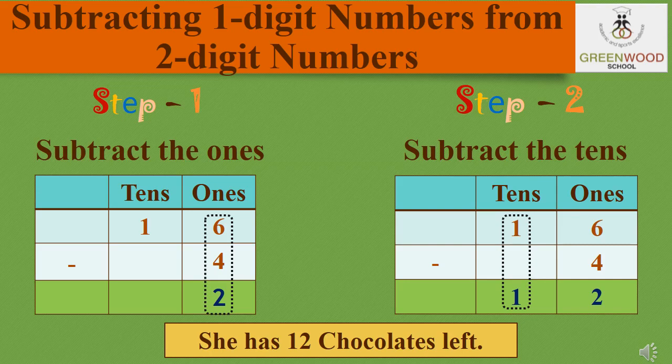Now the step 2 is subtract the tens. Over here we just have 1 digit, that is 1. Below that nothing is there. So we'll consider it as 0. Now do you remember when we subtract nothing from a number, what is the answer? The number itself. So simply copy the 1 as it is down. So our answer is 12. She has 12 chocolates left with her.